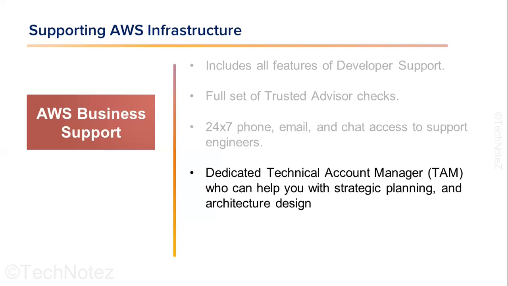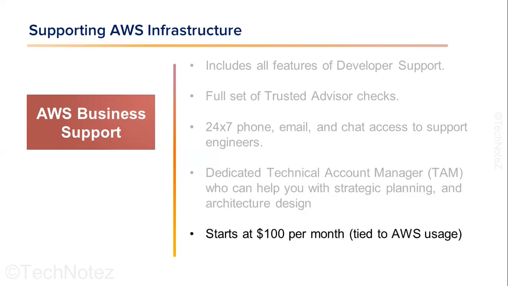With AWS Business Support, you have access to a dedicated technical account manager who can help you with strategic planning, architecture design, and operational best practices. So, if you are in a scenario where you want help in deploying third party software into AWS, this is the support tier that will help you. AWS Business Support starts at $100 per month and it is tied to your AWS usage. So, with more AWS usage, you would end up paying more than just $100 per month.